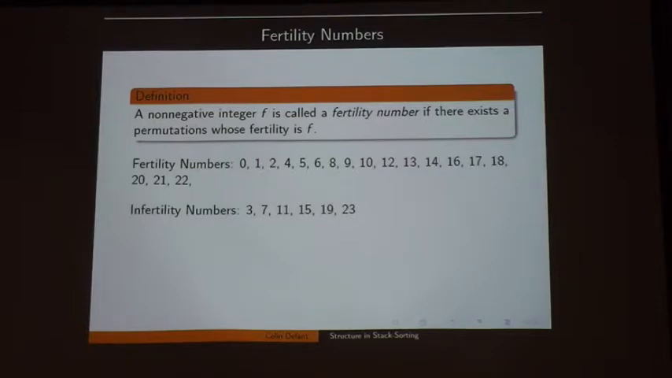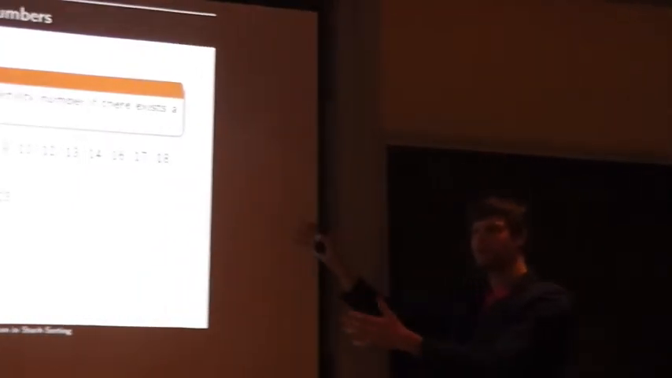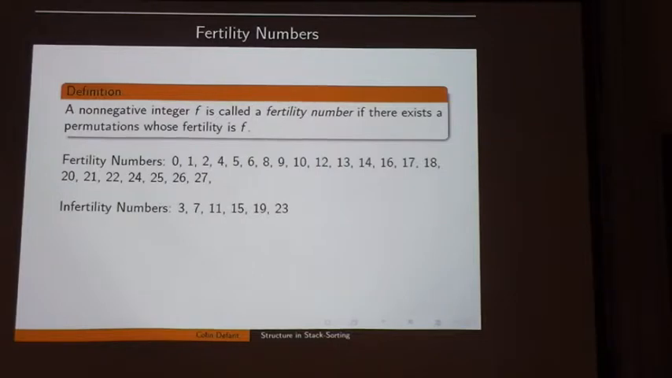Okay, so at this point, this is the experimental math seminar, so you're supposed to get some data and look for some patterns. It looks like there's a pretty striking pattern here: the infertility numbers are just the non-negative integers that are congruent to 3 mod 4. So you can compute a few more: 24, 25, and 26 are fertility numbers, but 27 is an infertility number. So the pattern breaks here at 27.